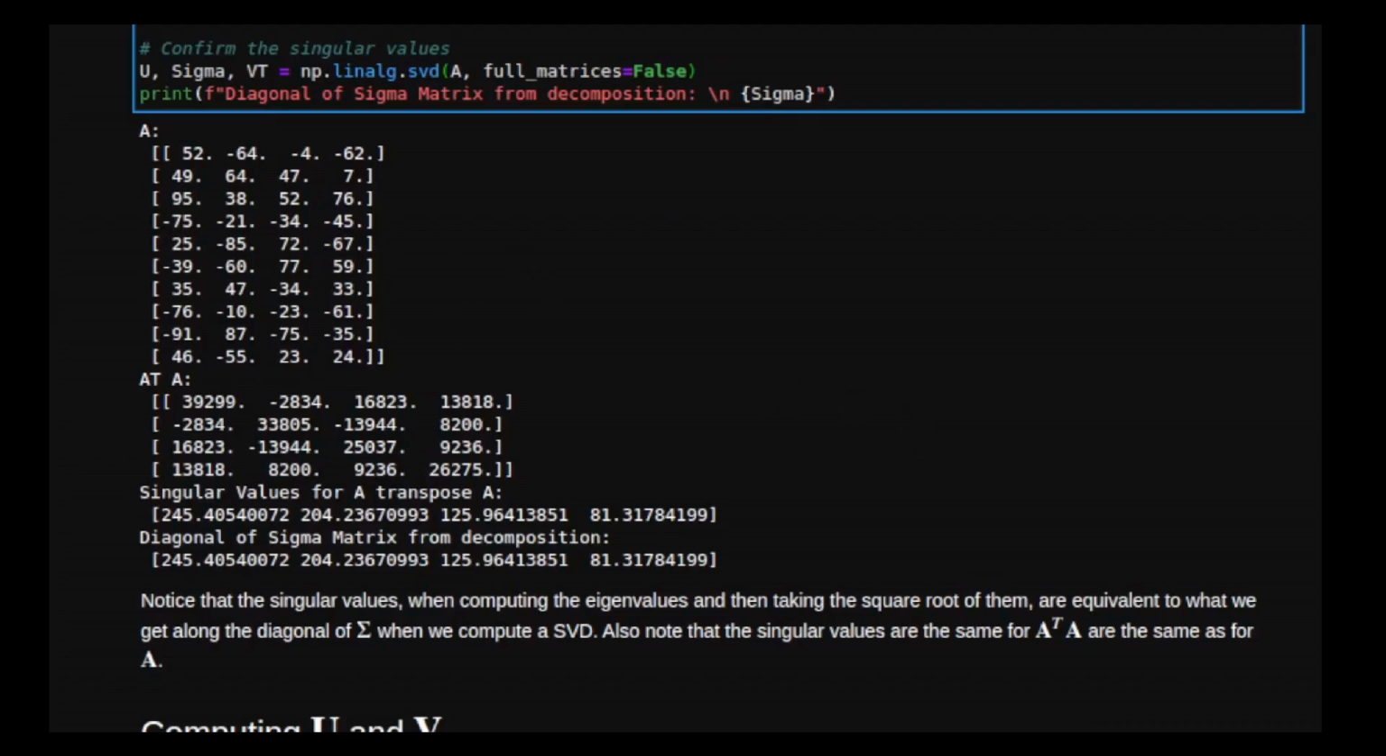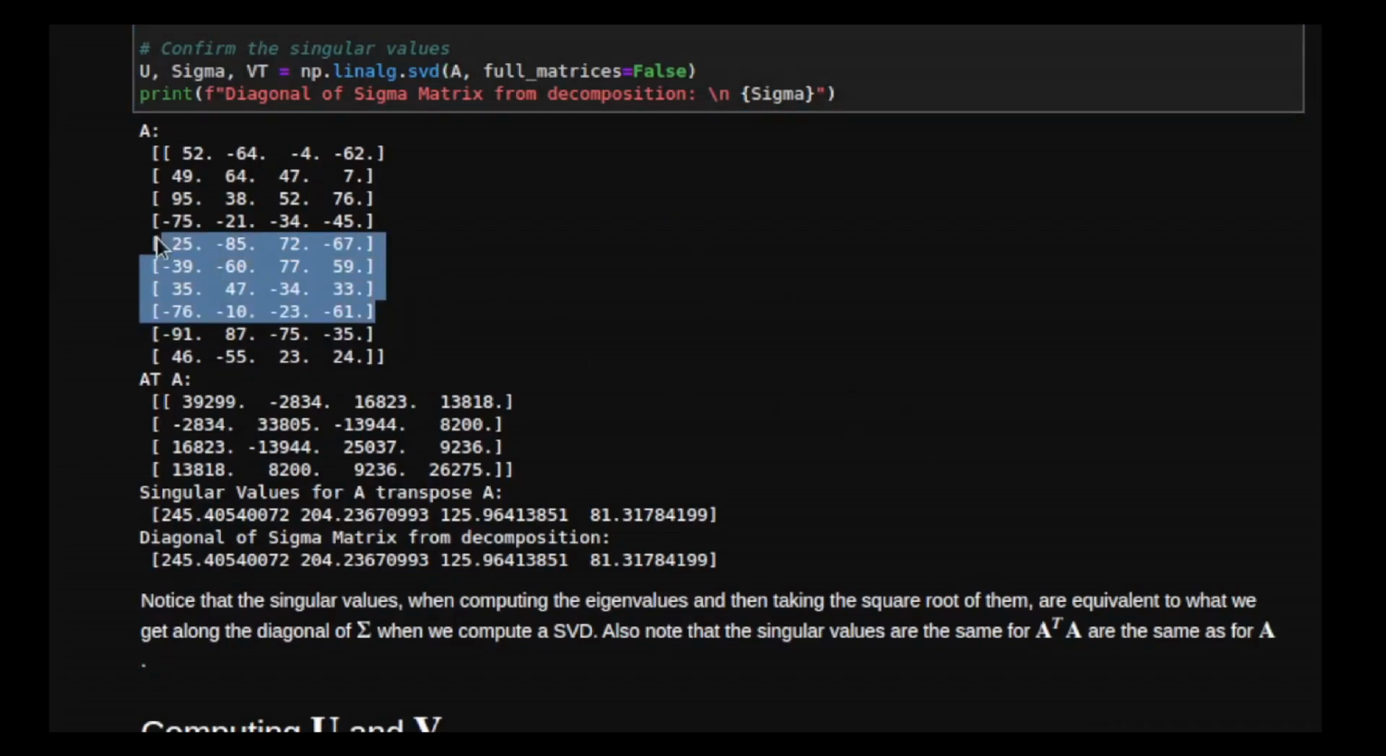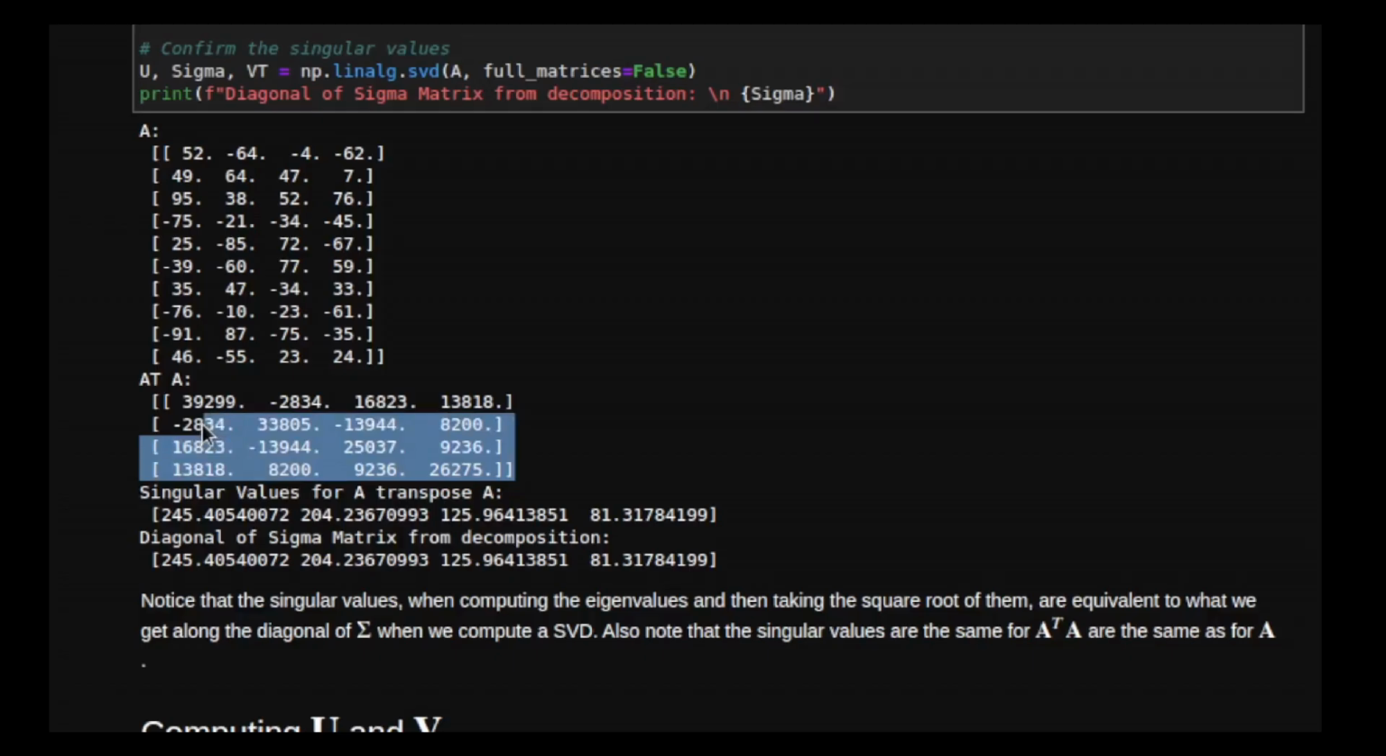Moving to the terminal output, you can clearly see here that our A matrix is, in fact, 10 rows by 4 columns in dimension. A transpose A is 4 by 4, so that is the better of the two square matrices that we want to compute. Also note that A transpose A is not just a square matrix, but it is a symmetric matrix, where we have equivalent values in opposite positions.